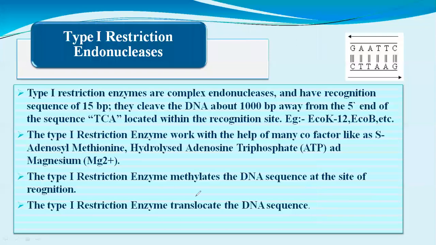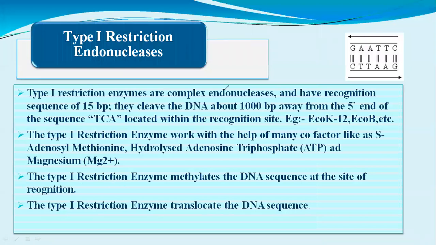And the type 1 restriction enzyme methylates the DNA sequence at the site of recognition. So basically it methylates, okay? And then that is how it cuts the DNA. Demethylation and methylation is very important. We all know the nucleotide structure. It has a phosphate group. It has the purine pyrimidine structure. So one of the carbons will be methylated by this restriction enzyme and will be making the cut accordingly.